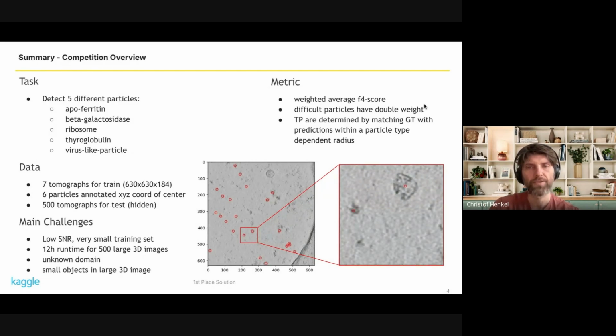Metric everybody should be familiar with, and I think the main challenges in this competition were the low signal to noise ratio, the very small training data set, and the runtime restriction, especially since the test data is so large. For us as competitors, it was quite an unknown domain with specific things you needed to learn and to adjust your methodologies to. And in general, the objects were very, very small compared to a large 3D image. I just took one illustrative image on the right, where you can see how small the objects actually are.